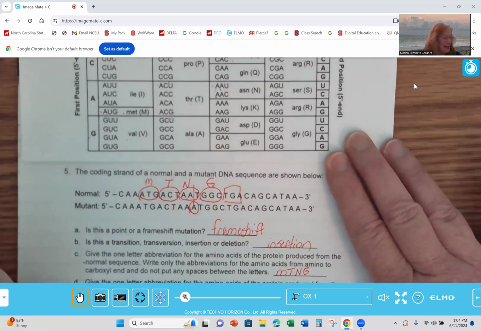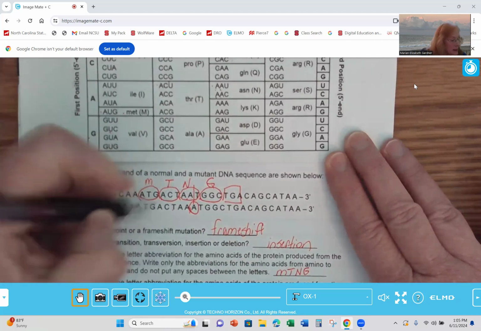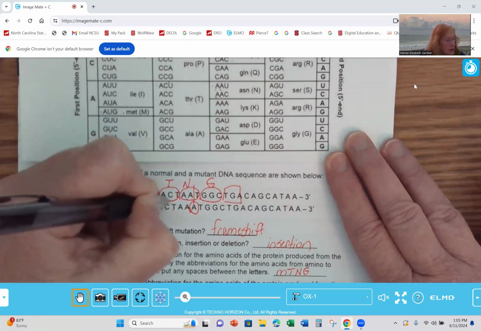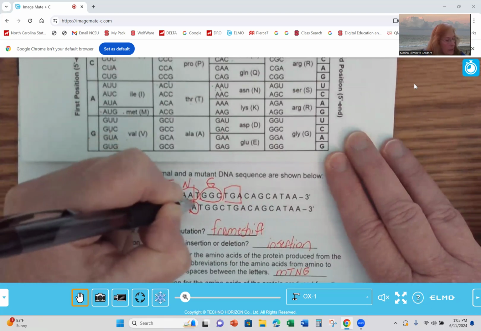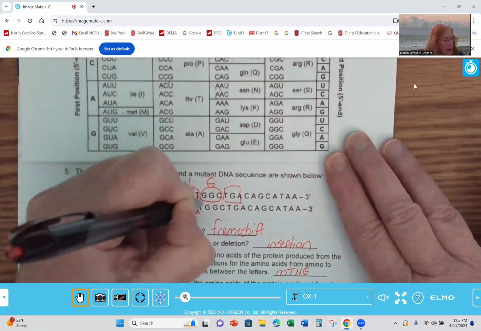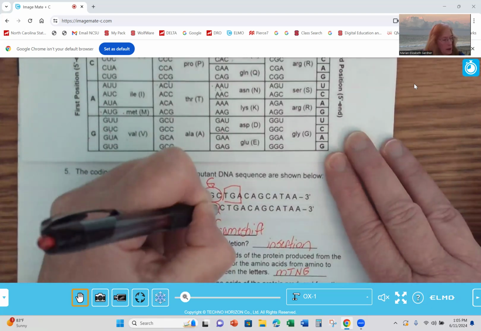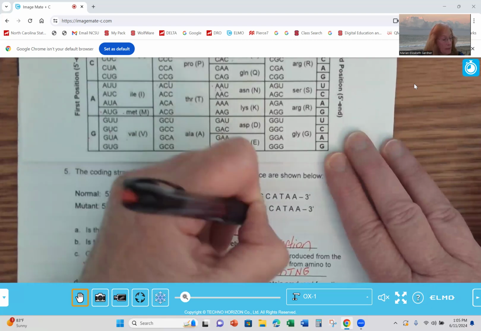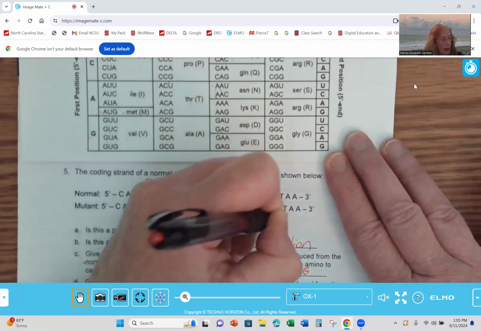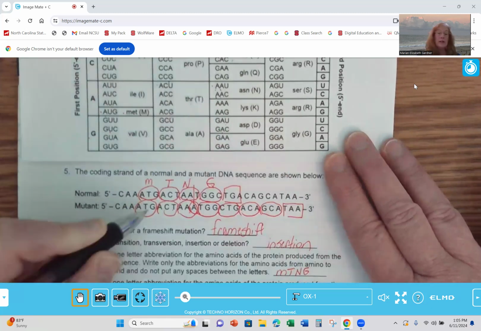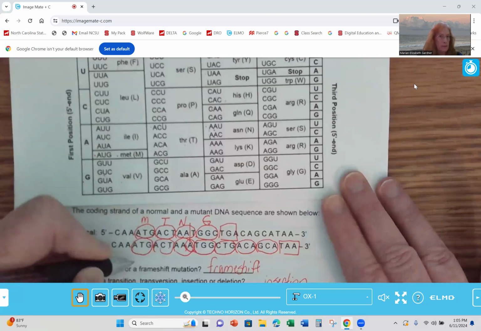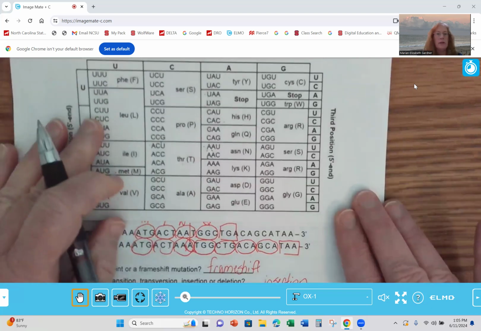Give the one-letter abbreviation for the amino acids of the protein from the mutant sequence. Okay, so start, 2, 3. Notice that we've messed up our stop. But there's one. So this one's going to be quite a bit longer. And I'm going to solve it with the coding dictionary right here so you can see that.